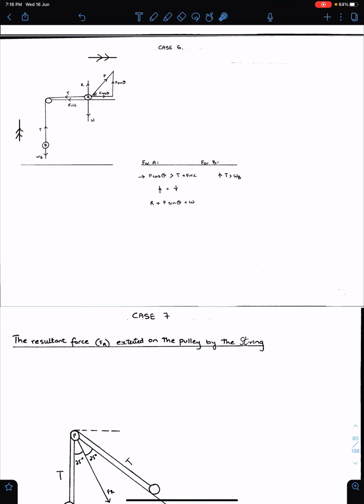So you need to resolve F. There are two components of F, F sine theta, F cos theta. So this component of F is responsible for the motion of A away from the pulley. So F cos theta must be greater than the sum of these two. And T is greater than weight of B. And R plus this is equal to W because there is no motion perpendicular to the table. This is the way to resolve forces for this situation.